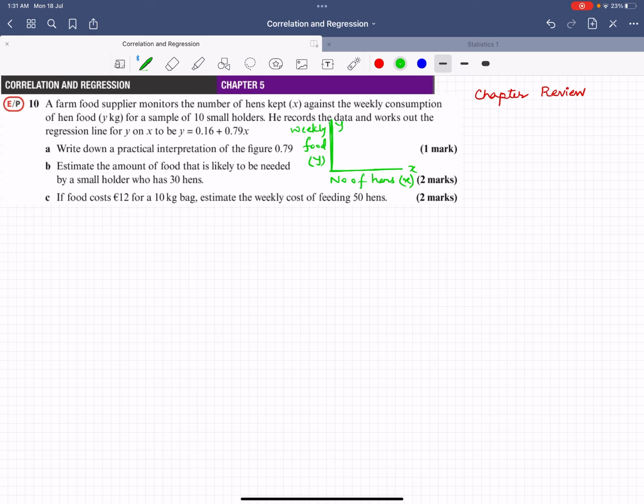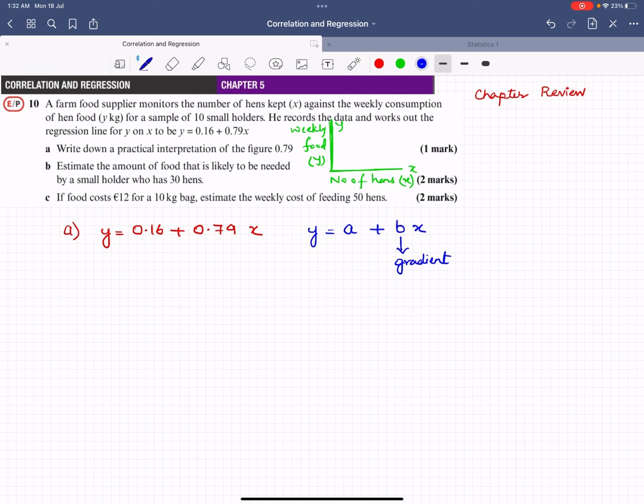So, we have already been given the equation of the regression line. We have Y is equal to 0.16 plus 0.79x. So, if we recall the general form of the equation of a regression line, that is Y is equal to a plus bx, where b is the gradient of the regression line. So, clearly here 0.79 is the gradient of the regression line.